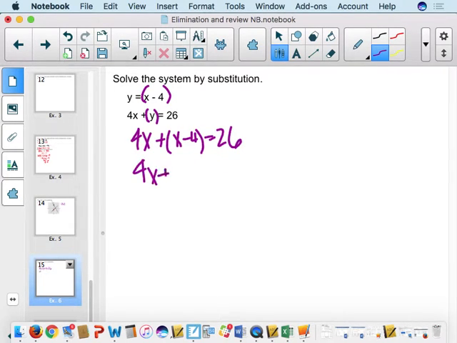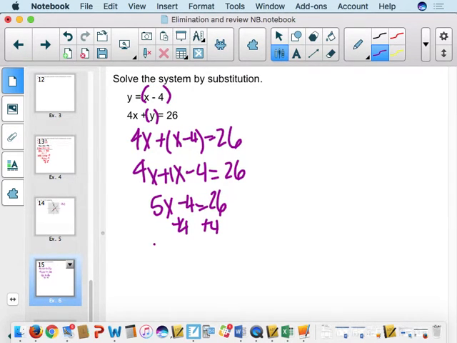So rewriting this without the parentheses, we're going to go ahead and combine like terms because we did not have to distribute anything. 4x and 1x make 5x. Okay, so they're on the same side of the equation, combine like terms. Subtract 4 from both sides. Do I have any mistakes? Thank you, because that was not going to work if I subtracted. Thank you. Plus 4 on both sides. 5x equals 30. That's going to work out. Divide both sides by 5, and 30 divided by 5 is 6.